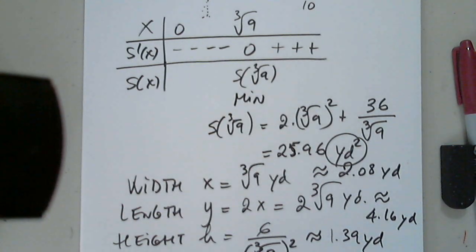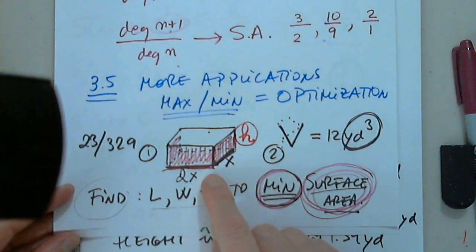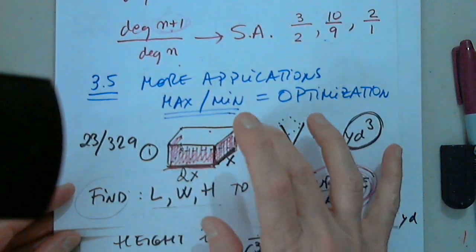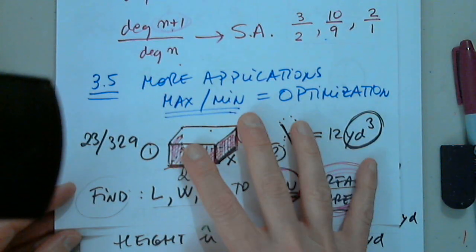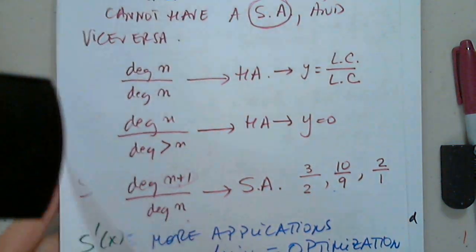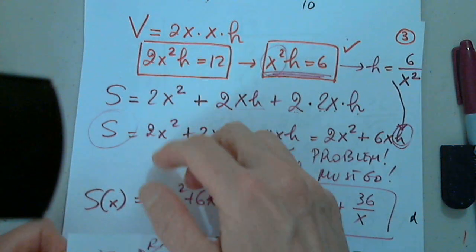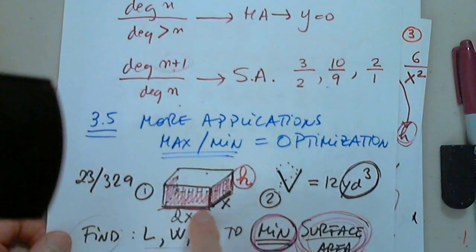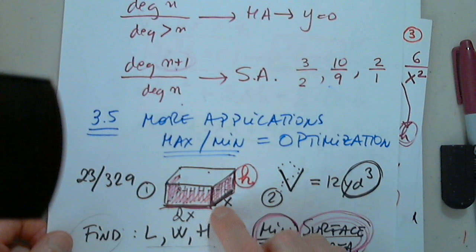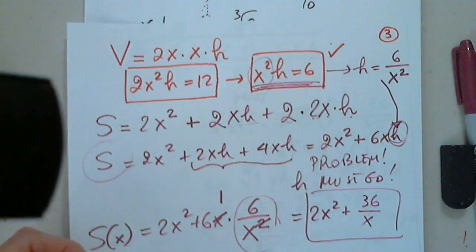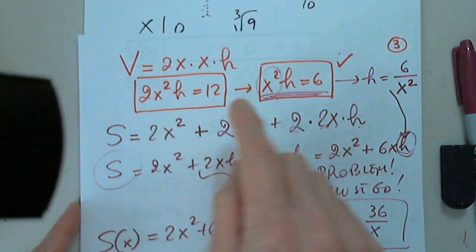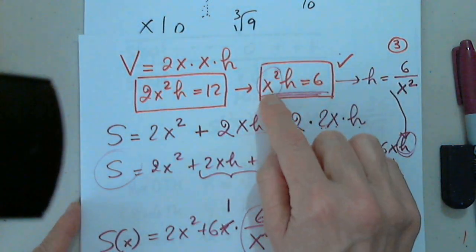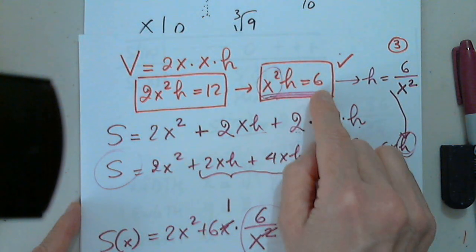We had to go through a lot of steps, and let's review the steps one more time. I have a figure where I identify everything I need. I am told the volume is this. I have to think of the formula for the volume, which is for a rectangular solid, the length times the width times the height. So we wrote that. It was given to us that the volume has to be 12. We determined the relationship between x and h. X squared times h equals 6.